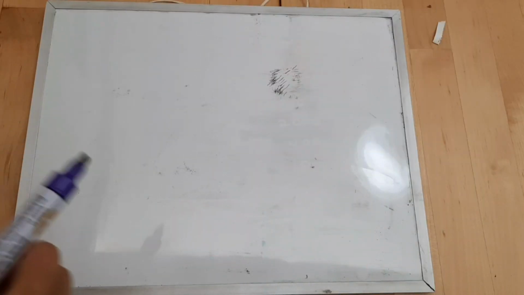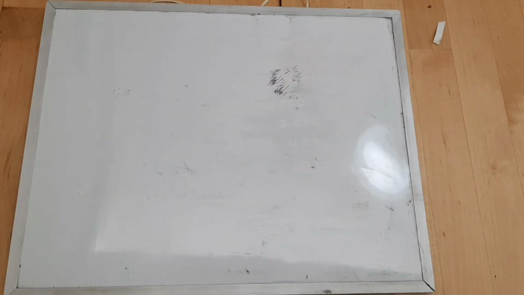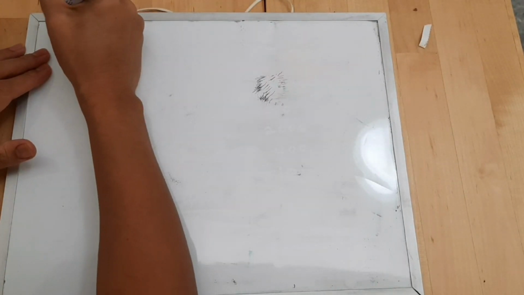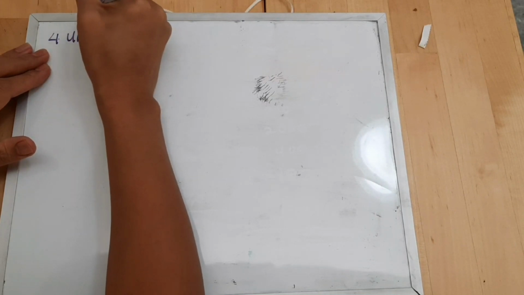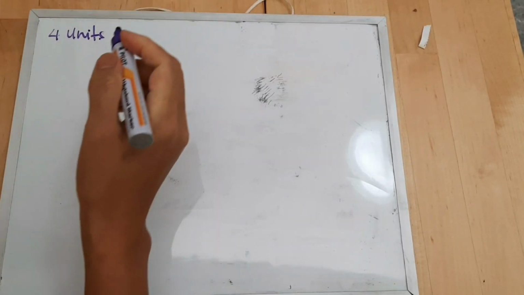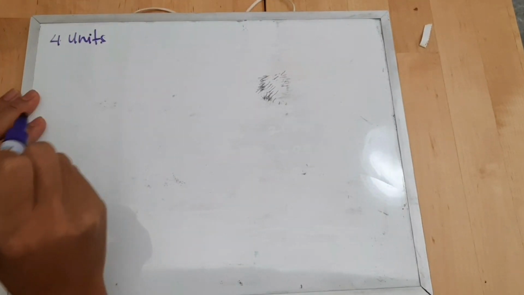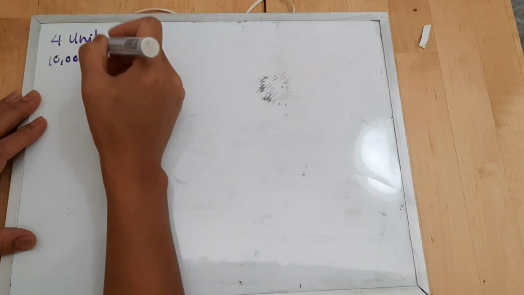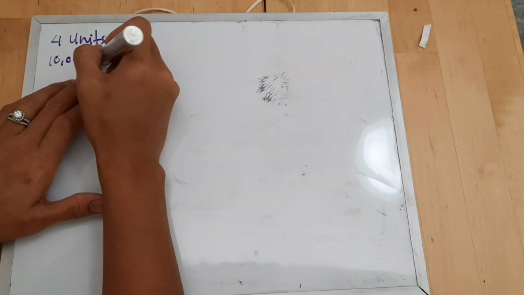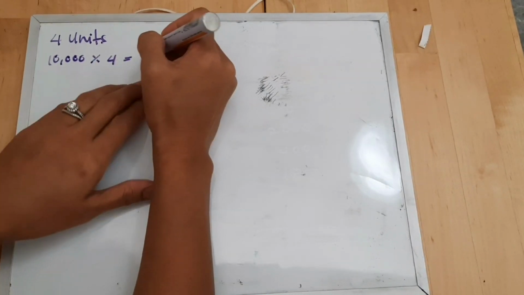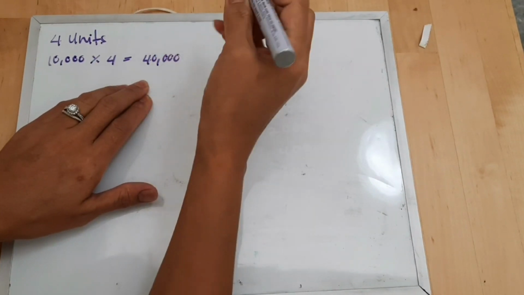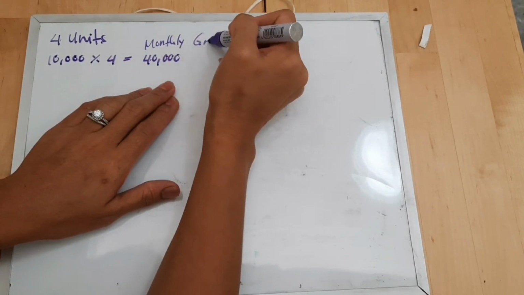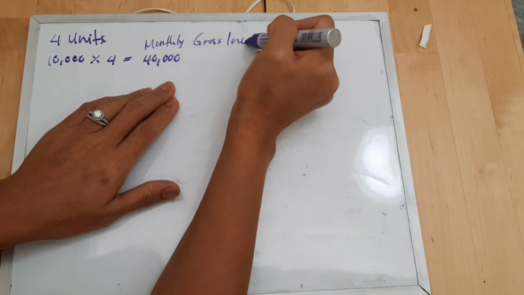Alright guys, so let's start to calculate cash flow. I'm going to show you how to calculate cash flow. Let's say, for example, we have a 4-unit apartment for your property, and each unit makes 10,000 pesos per month. So 10,000 pesos times 4 equals 40,000, and this is called your monthly gross income.